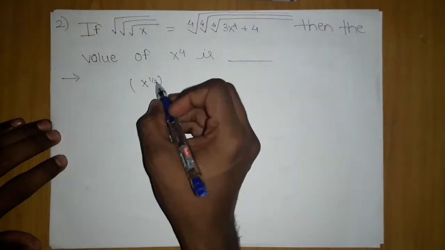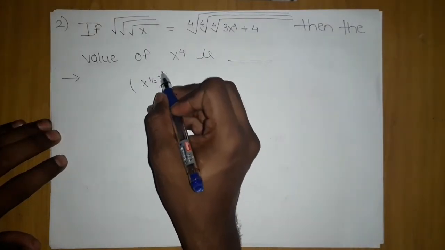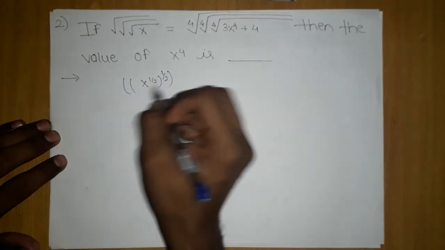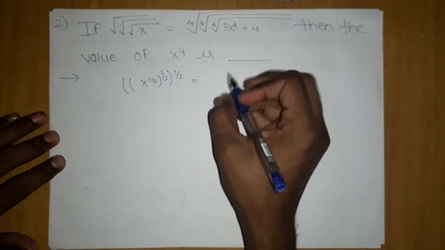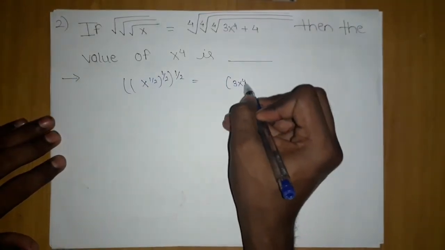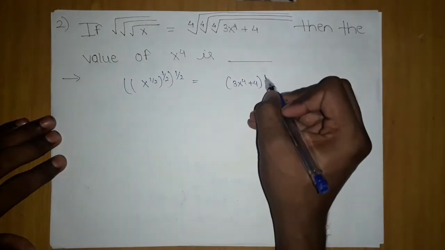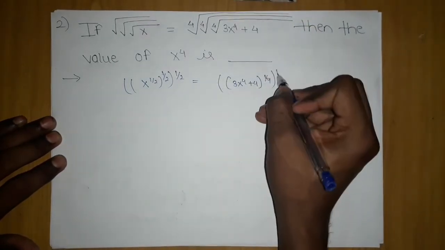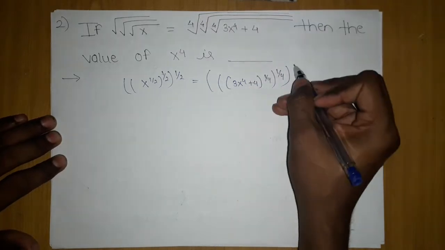Now this square root I can write as 1 by 2, and this next square root I can write as 1 by 2. Further I can write that 1 by 2. Similar thing we can do here: x to the power 4 plus 4, 1 by 4 into 1 by 4 into 1 by 4.